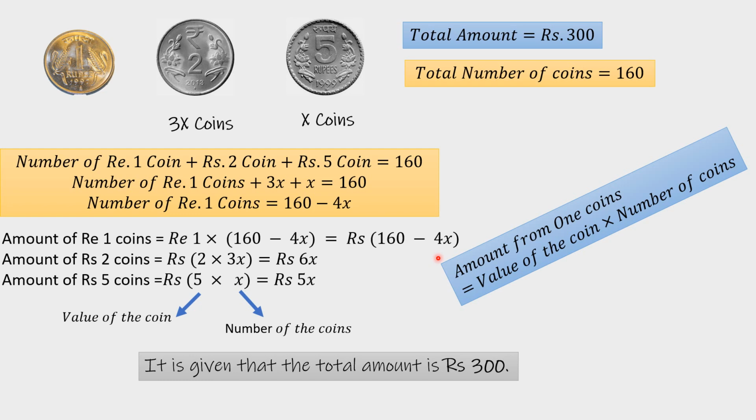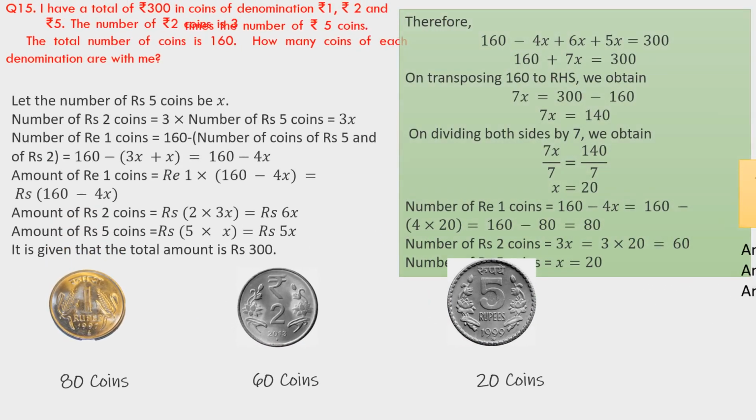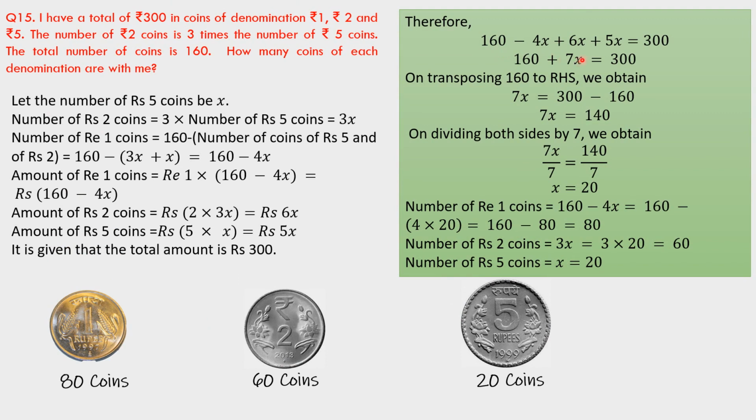जैसा हमने पहले सीखा था, same concept apply करने पर amount from the rupees 2 coins और 5 coins निकाल सकते हैं. हमेशा coin की value और number of coins को multiply करना है. Also from the question, total amount is rupees 300 given. Therefore, 160 minus 4x plus 6x plus 5x is also the amount, and equating with 300 we get our equation. 6x plus 5x equals 11x and minus 4x becomes 7x.